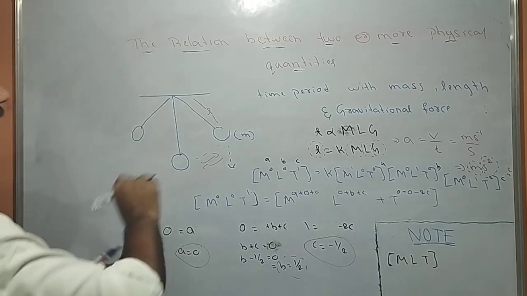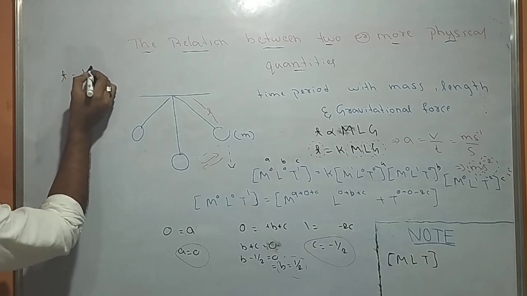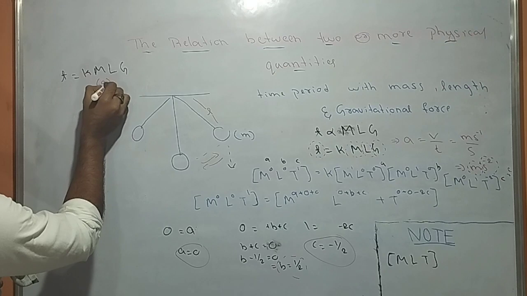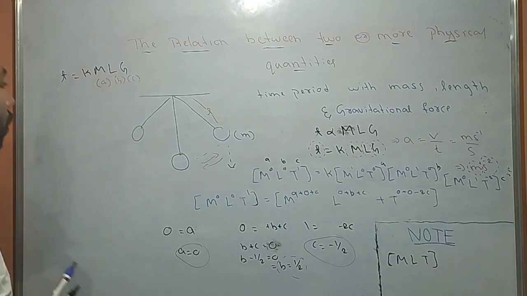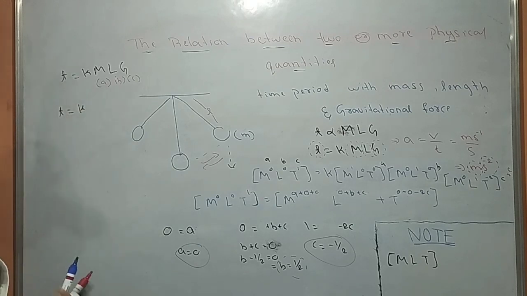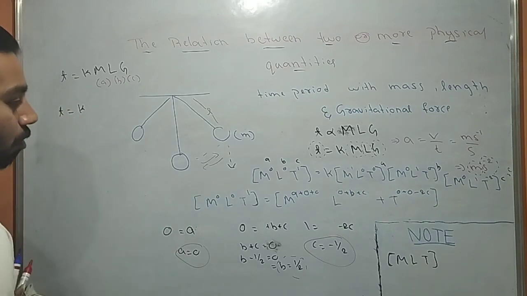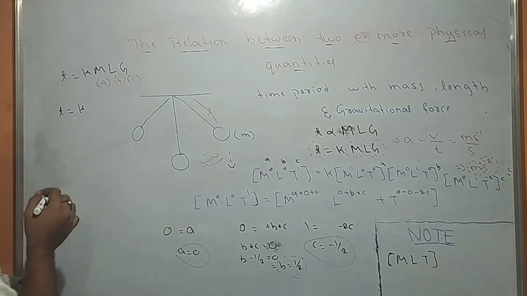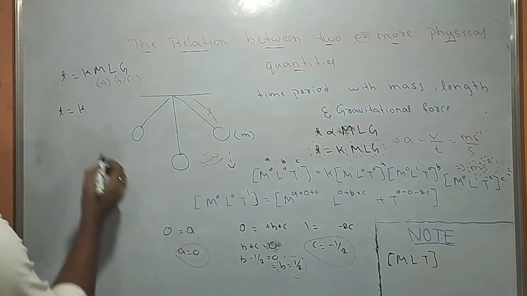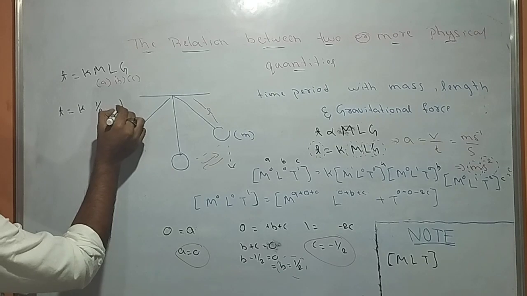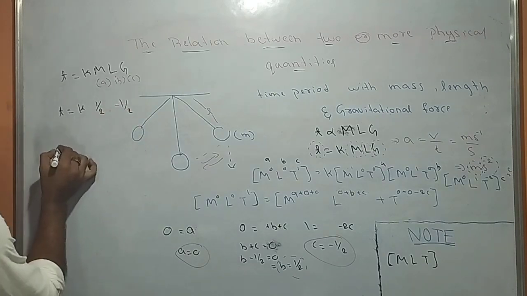How to substitute that? T is equal to, what is the formula? K into M to the power A into L to the power B into G to the power C. Okay. Now this is what this quantity means. M means A. This means B. This means C. Okay. Very easy formula. Now T is equal to, K is simply a constant, we can't change a constant. Therefore, A is equal to 0, so you get no value for M. And here, B is equal to 1 by 2. Okay. And for this, C is equal to minus 1 by 2. Okay. Now you can write this formula as this.